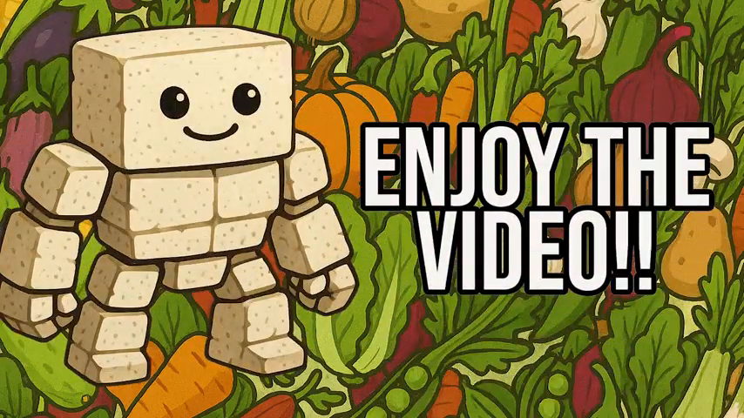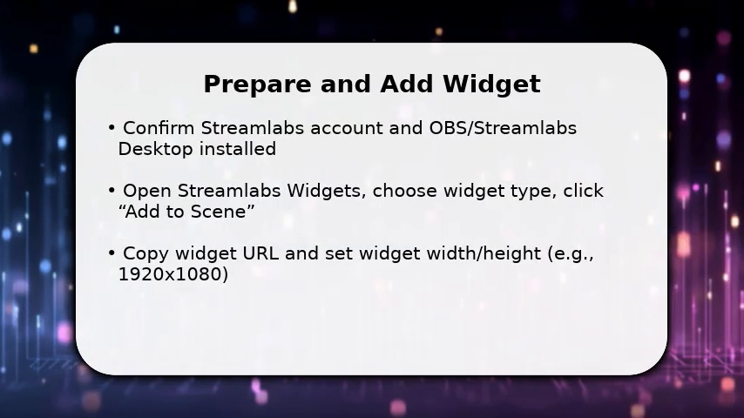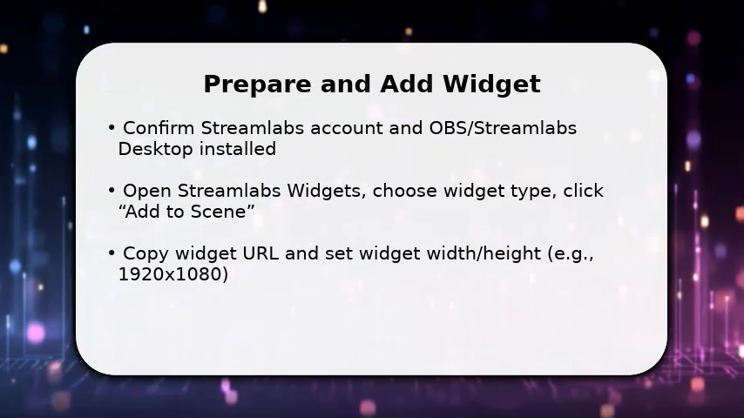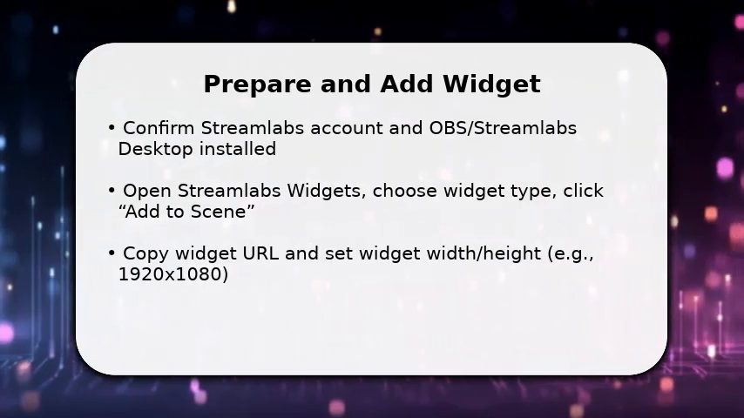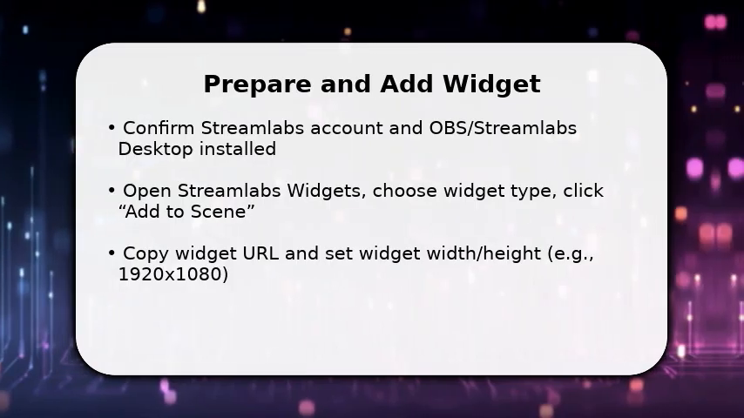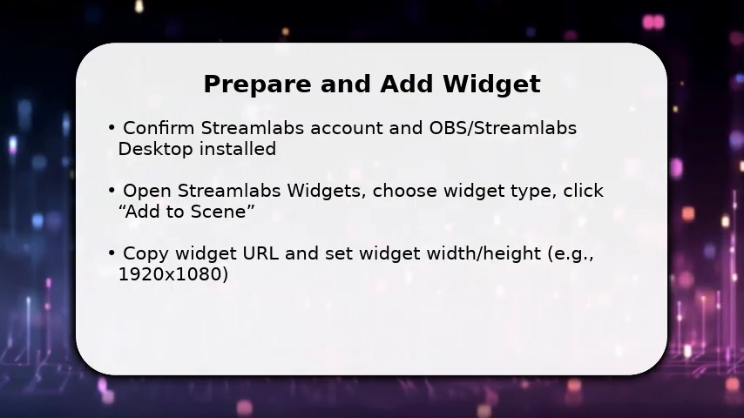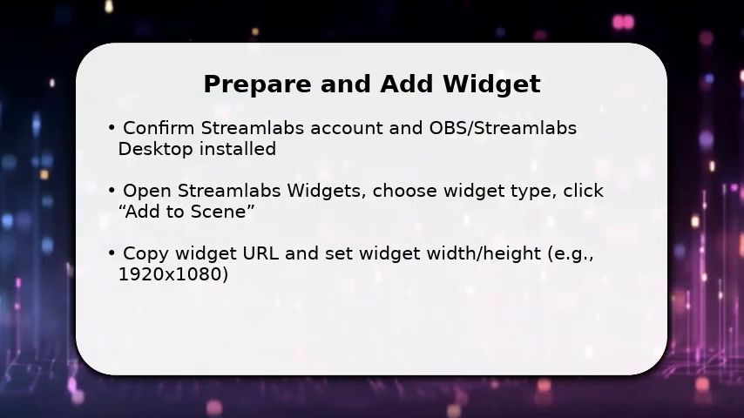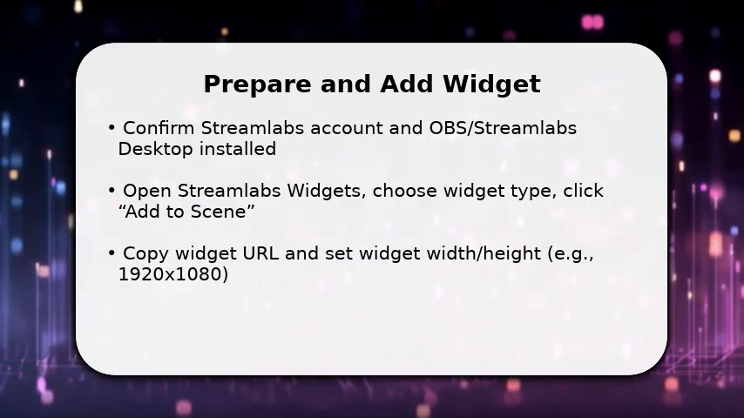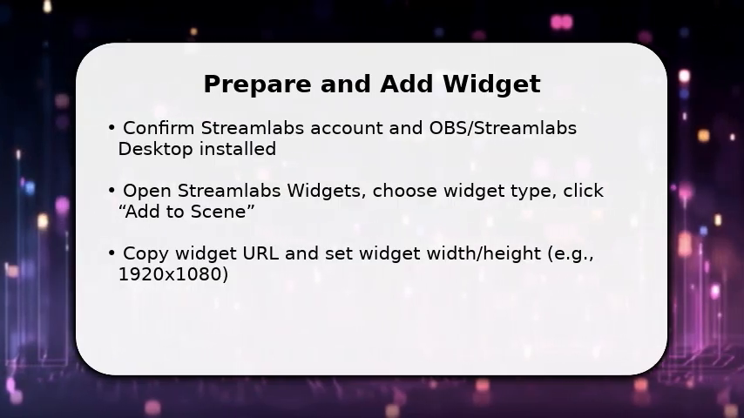Please enjoy the video. You start by signing into Streamlabs and opening widgets so you can add a live element immediately. First, pick the widget type, alert box, chat box, or donation goal, and click Add to Scene to generate a URL. Once done, copy that widget URL and paste it into a browser source in OBS or Streamlabs Desktop.